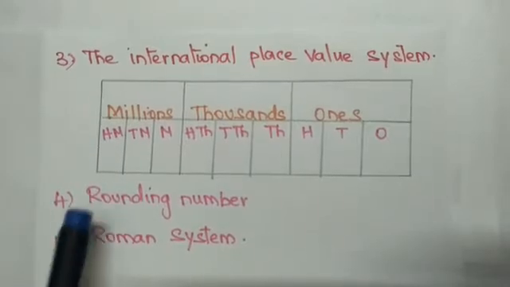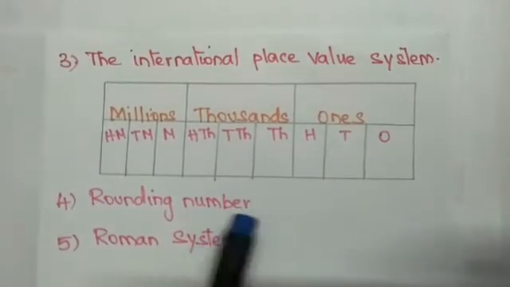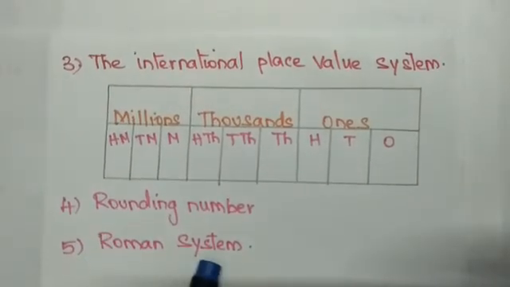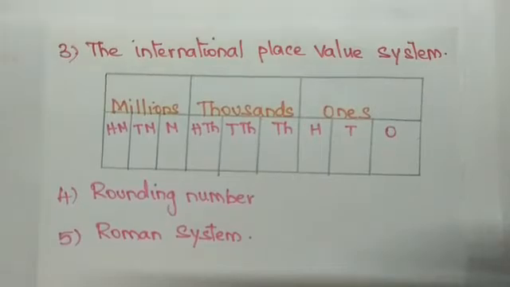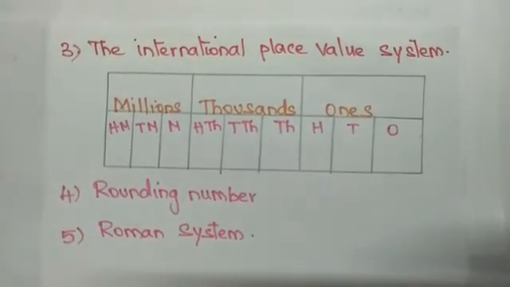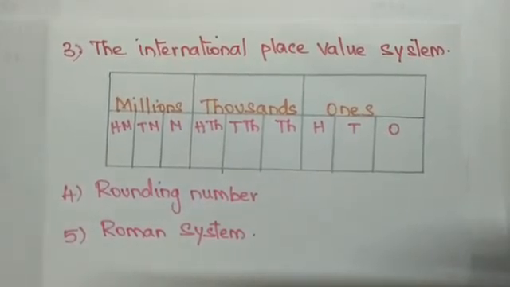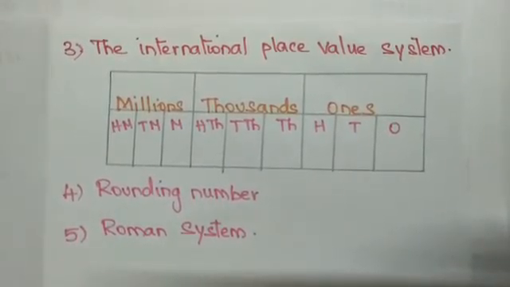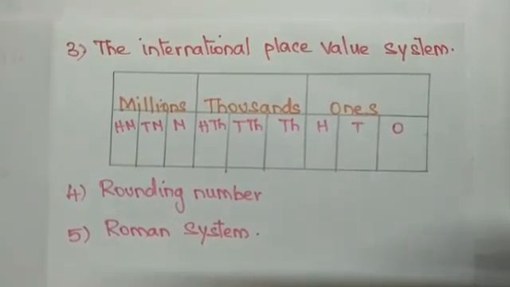Now next we have learnt rounding numbers. Yes, we have to give the nearest value. Next is the Roman system. Yes, we have learnt the Roman system. These are the things. Now extension of the number is number 1. Number 2, the place value. Number 3, the international place value system. Number 4, rounding numbers. Number 5, Roman system.